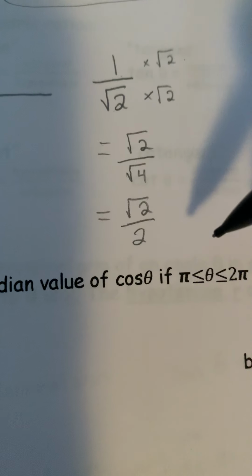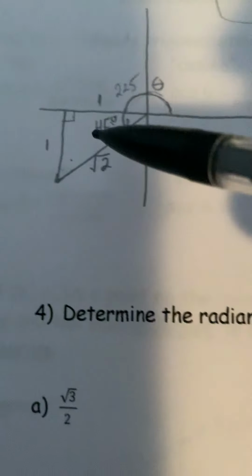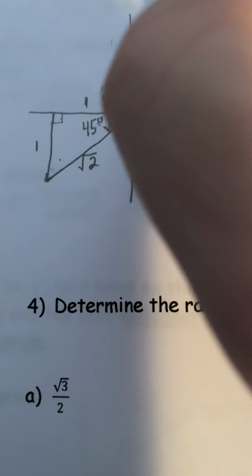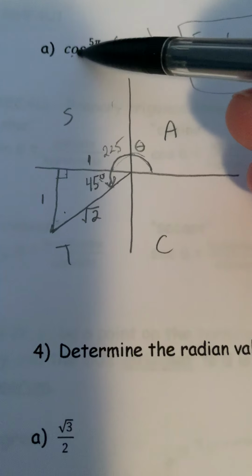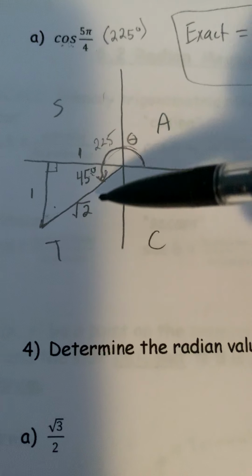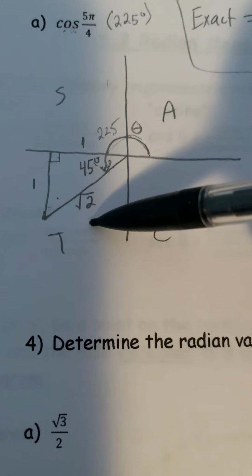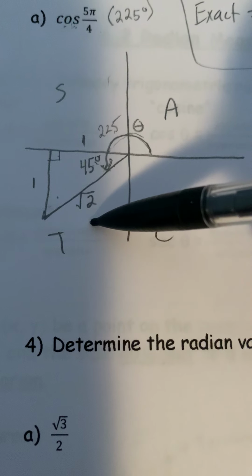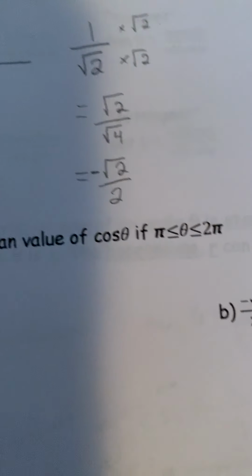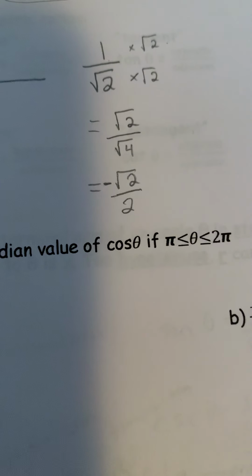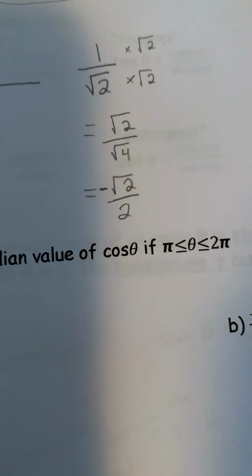But I am missing one thing. In this quadrant, we started with cos. Is cos positive or negative in this quadrant? It is negative. So then our final answer needs to be negative root 2 over 2. I'm just going to pause the video.